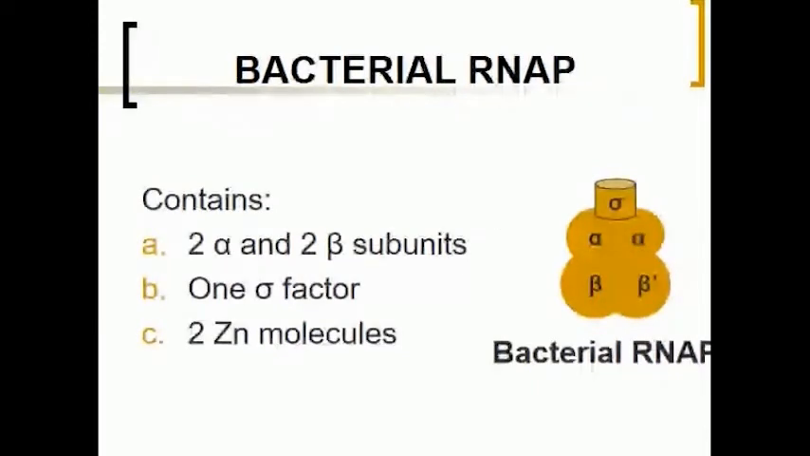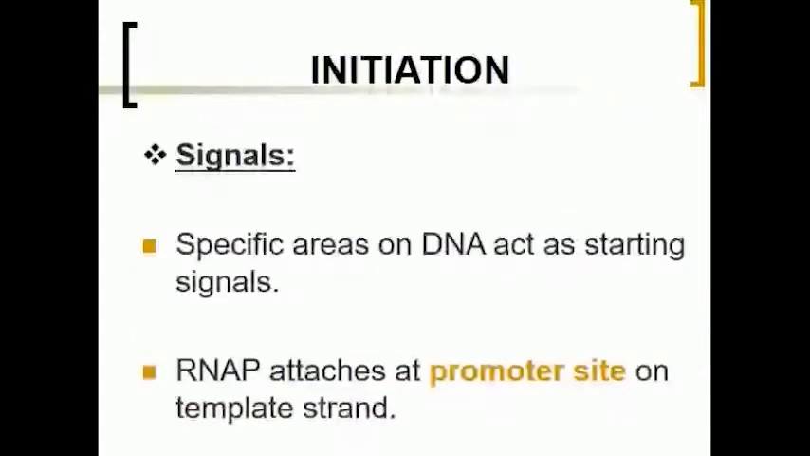So next we see about initiation. For initiation, the DNA is very vast, right? There are several nucleotide sequences. The RNA polymerase should know where to start the synthesis of that RNA. So how will it get the signal that it has to start the synthesis of this RNA from this point? That signal is given by specific areas of the DNA acting as starting signals.